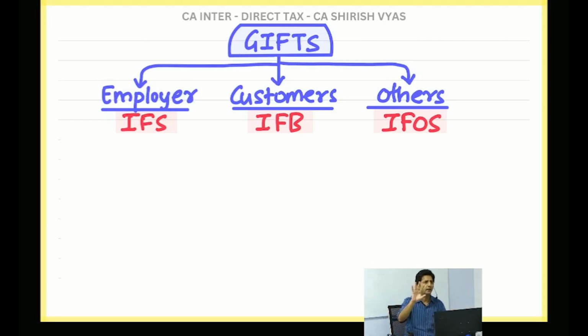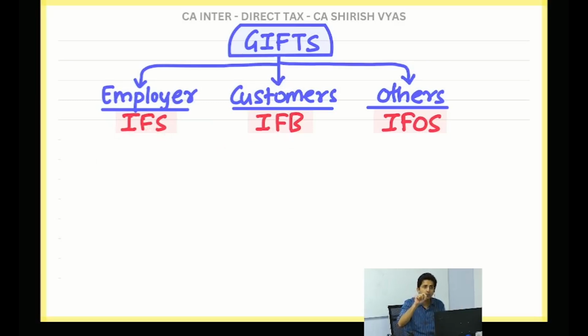House property income, gift is not possible. In business, customers can give you gift, so that will go to income from business. But other than employer and customer gift, all the rest of the gifts come to income from other sources. Like for example, if you get a gift from your friends, relatives, other than your boss and your customer, that is income from other sources.